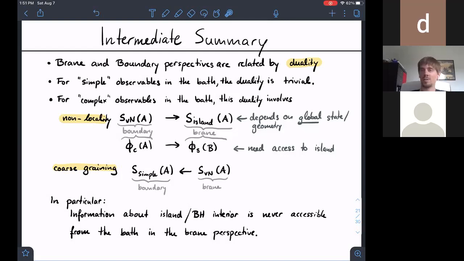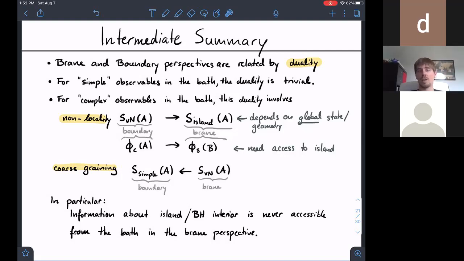In those cases, depending on which direction you go, this duality involves one of three things. Either non-locality. If I want to compute a quantity in the boundary perspective from the brane perspective, one example would be the von Neumann entropy. The von Neumann entropy in the boundary perspective can be computed in the brane perspective as the island entropy. But the crucial observation is that in the boundary case, to compute this thing, I only need the quantum state on the region A and nothing else. Whereas in the brane perspective, using the island formula, I need to know the global state. I need to know the geometry away from the region A. So there's some non-local duality going on.